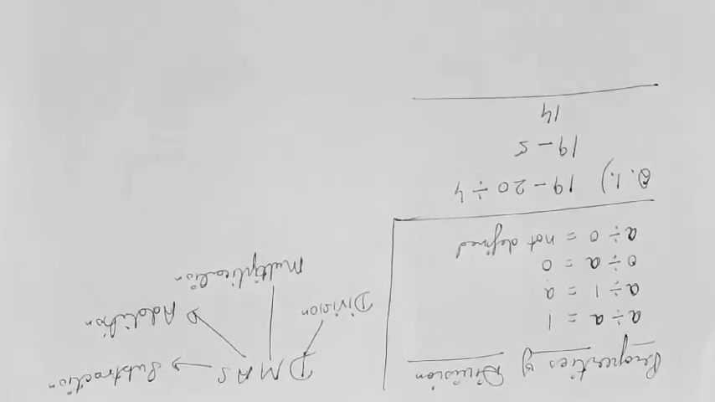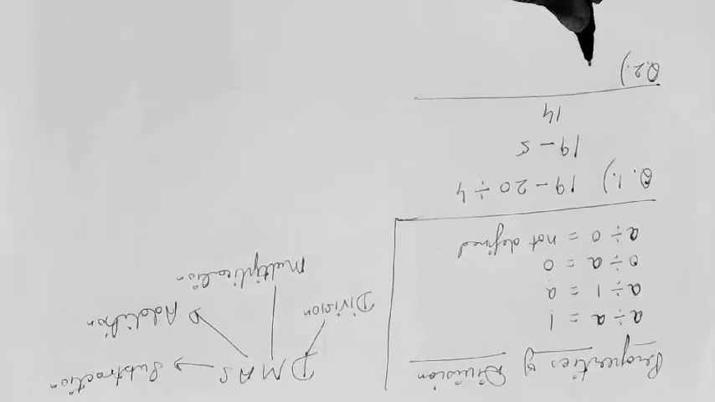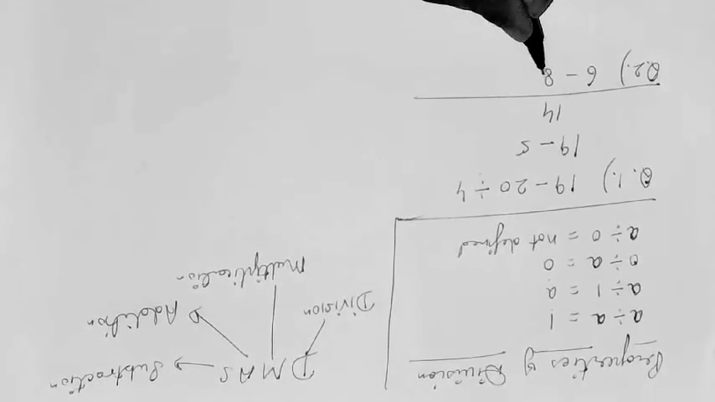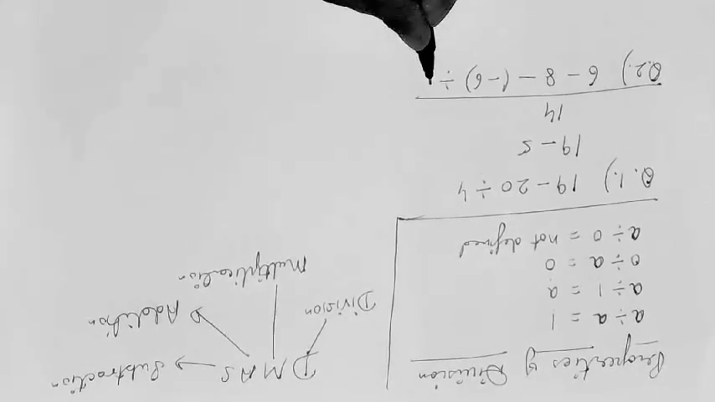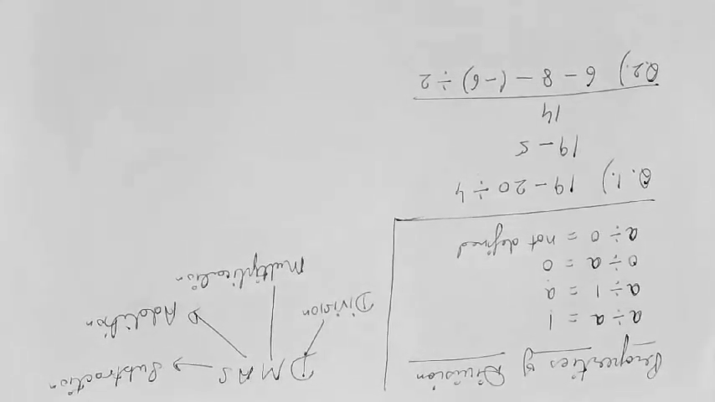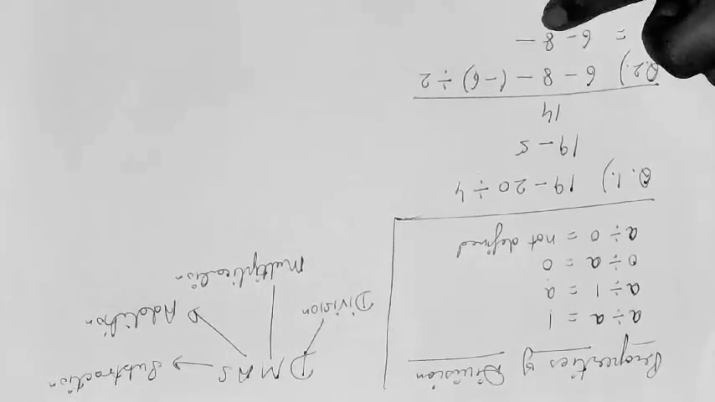Question number 2. Minus 8 minus of minus 6 divided by 2. Again, first we will do the division, because according to DMAS we have to divide first. Now minus 6 divided by 2. Rest of the things we will just carry as it is up to this negative sign.